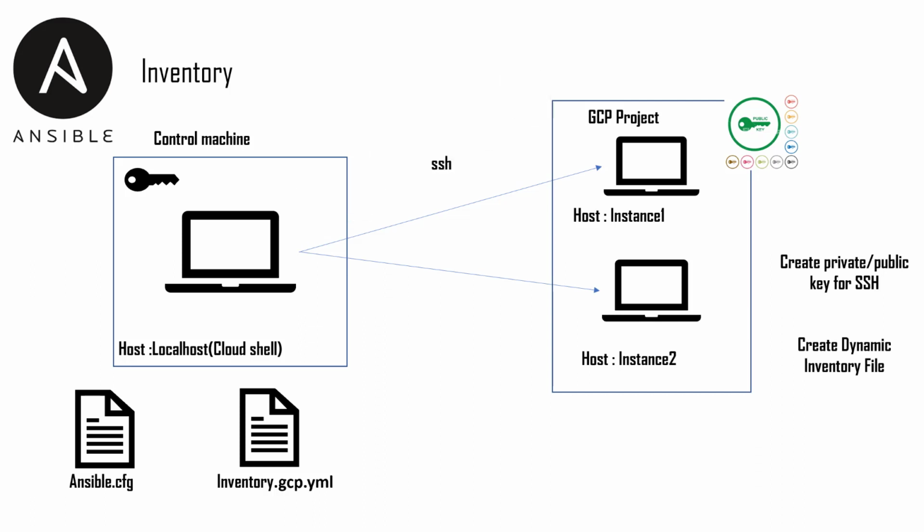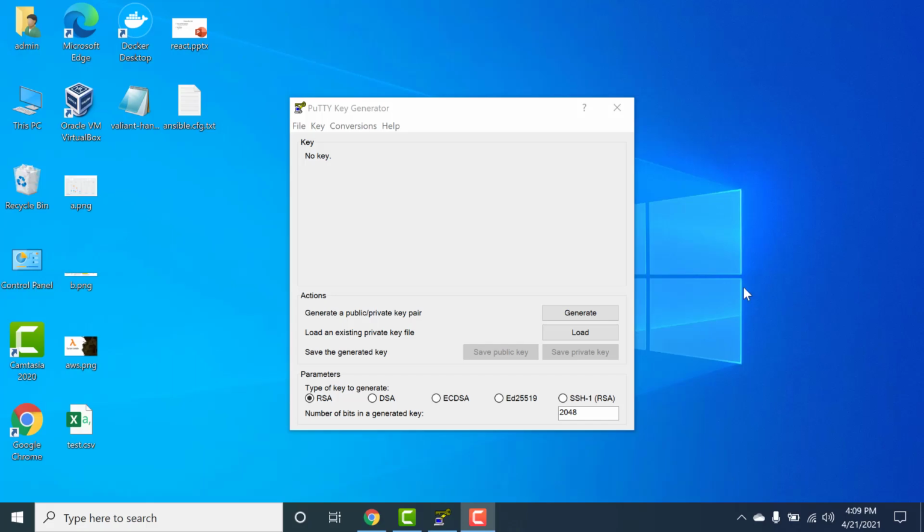Finally, after we've set everything up, we will run a ping command to see whether we are able to ping all the virtual machine instances that have been created. So let's proceed and let's see how this works. The first thing we'll do is create a public private key. I'll be using the PuTTY key generator to do the same.